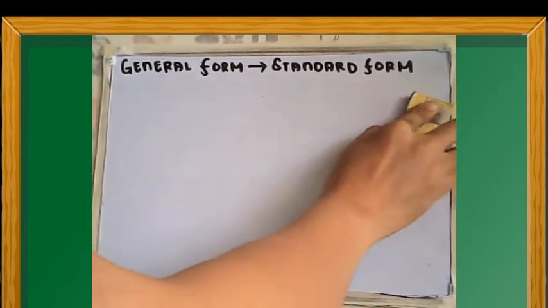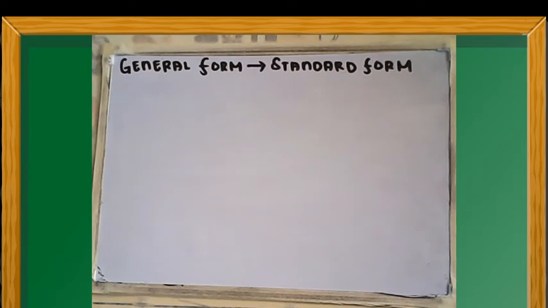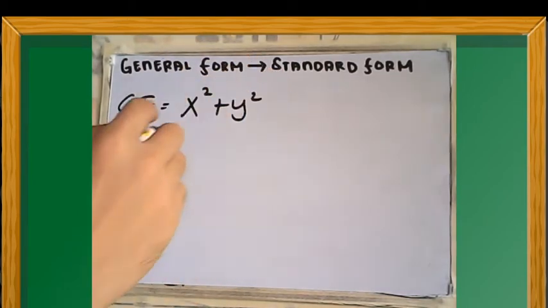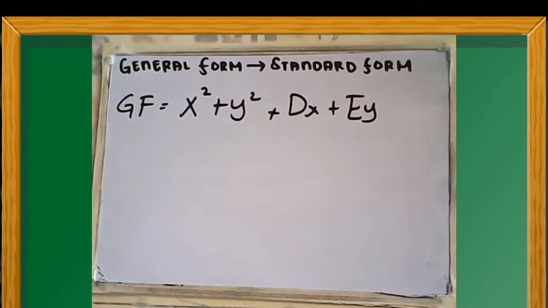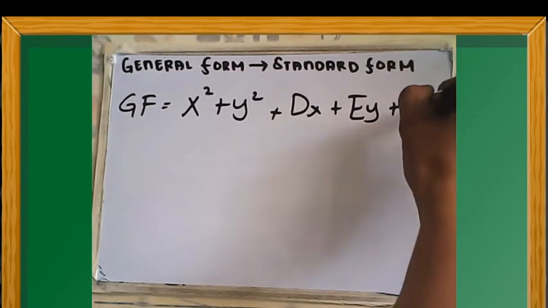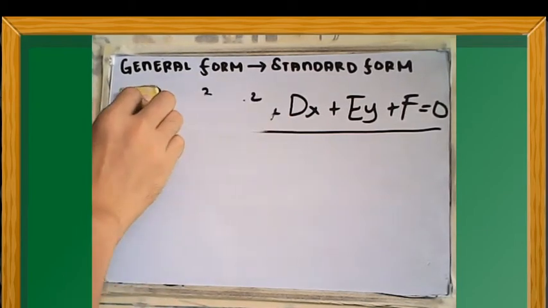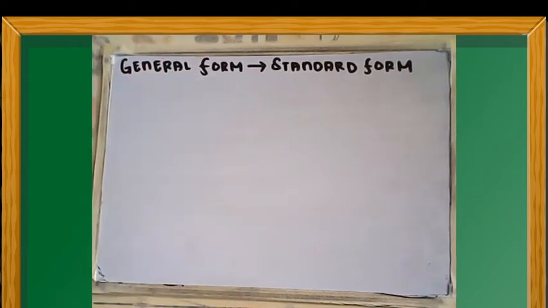If we are talking about the general form, I will not show you the derivation here. You can refer to other sources on how to derive the general form of a circle. But the general form is x squared plus y squared plus dx plus ey plus f equals 0. So this is the general form of a circle. Our goal today is to know how to transform an equation from general form to standard form and standard form to general form. So let's have an example.